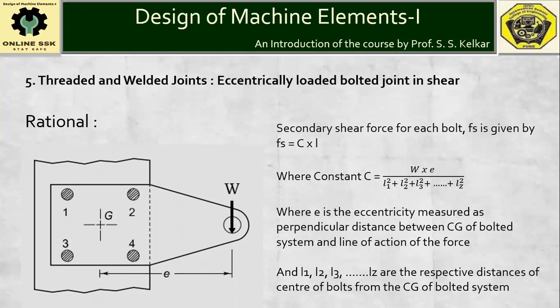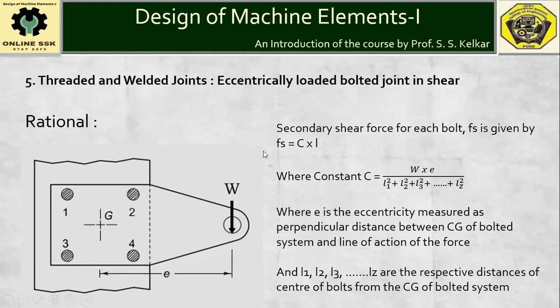Now there is also another shear stress getting developed inside the cross section of the bolt due to the tendency of the bracket getting rotated about its CG. This eccentrically applied load W will try to rotate this bracket in clockwise sense. So this rotational tendency will cause shear force to be applied on the bolts, and that shear force is called the secondary shear force. The stress developed will be secondary shear stress.